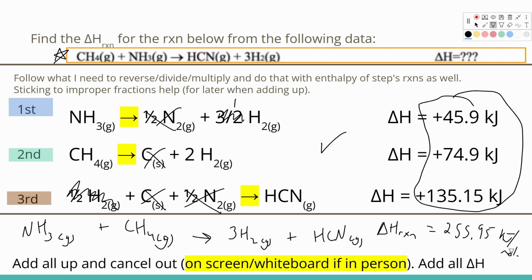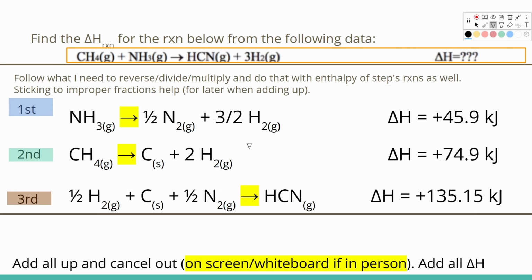Cool. So I'm going to clear the screen. I'm going to show the second way of doing this problem. Again, you pick the way that you like, but I'm going to do this exact same problem again, slightly different. Okay, so the second way of doing it is literally just adding all the reactants up and then adding all the products up. So looking on this side, I have NH3. I'm not going to write the states of matter because I'm lazy. And then I got CH4, and then I got half of an H2, and then C, and then half of an N2. And that should be all my reactant side.